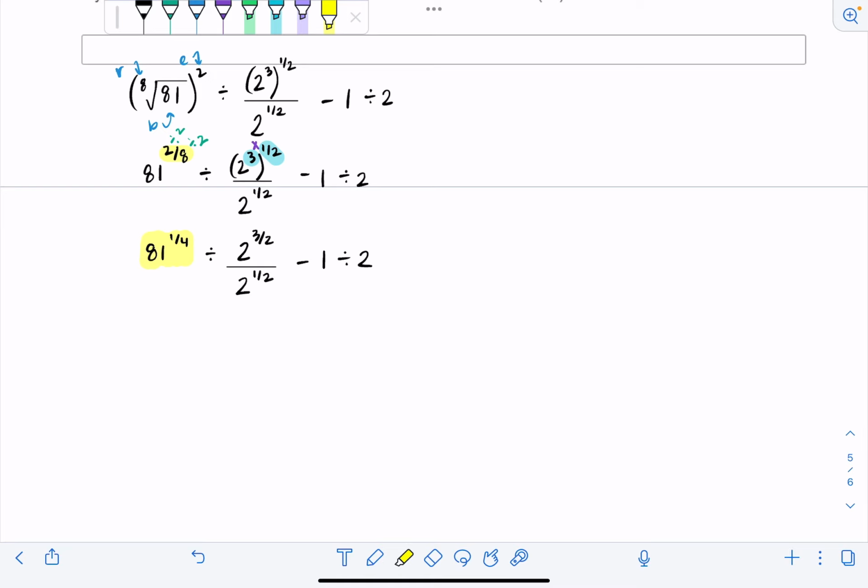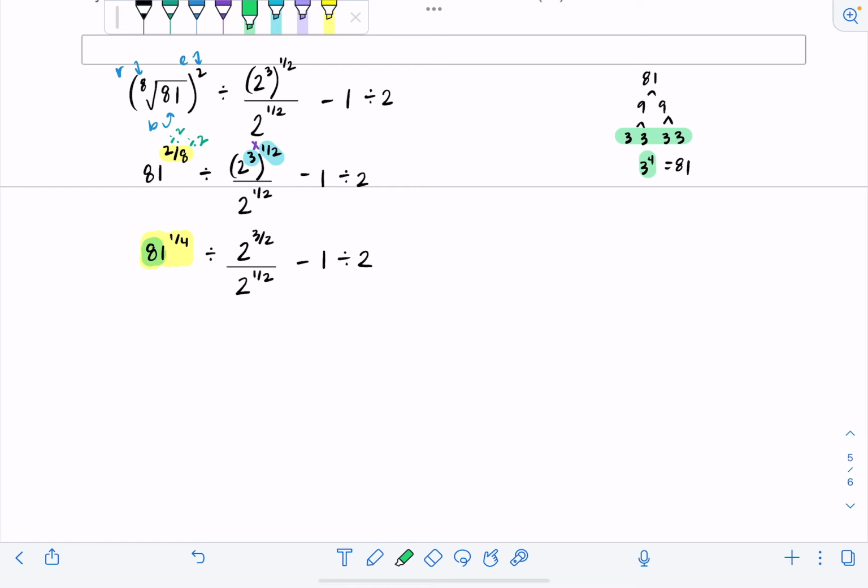So 81 is 3 to the 4th power. If I were to make a factor tree for 81, I could do 9 times 9, and then each 9 breaks down into 3 times 3. So that means that 3 to the 4th power, because I had 1, 2, 3, 4 threes, is equal to 81.